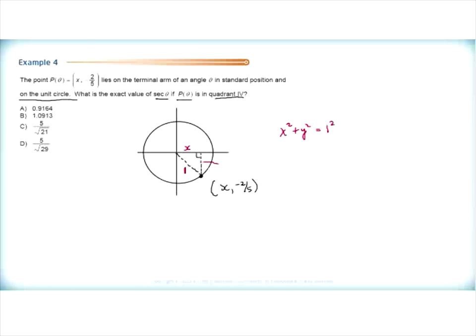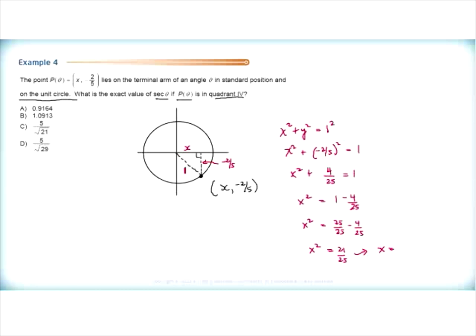X I don't know, y I do know. It's negative 2 over 5. So I'm going to do x squared plus a negative 2 over 5 squared equals 1. X squared plus 4 over 25 is equal to 1. X squared is equal to 1, subtract 4 over 25. X squared will equal 25 over 25, subtract 4 over 25. X squared equals 21 over 25.